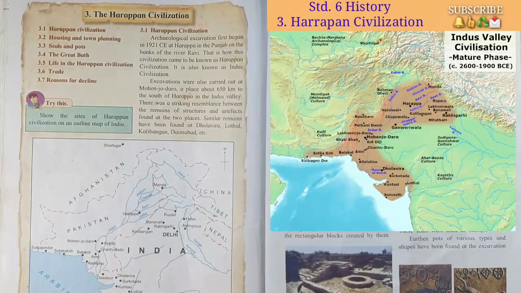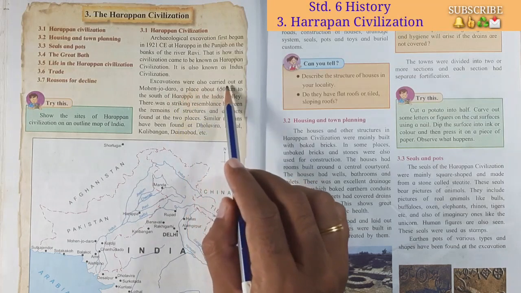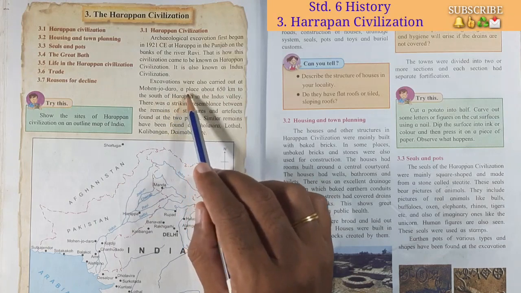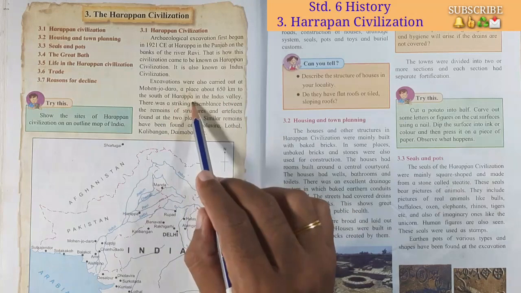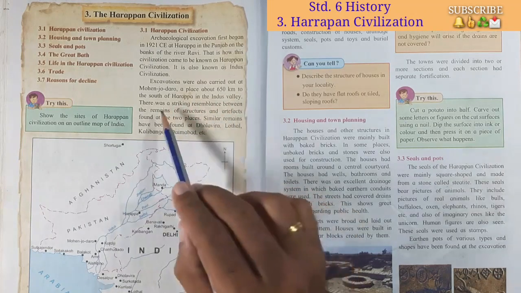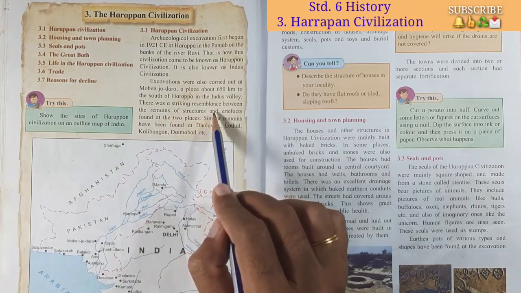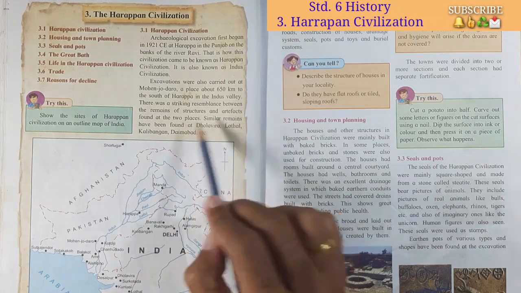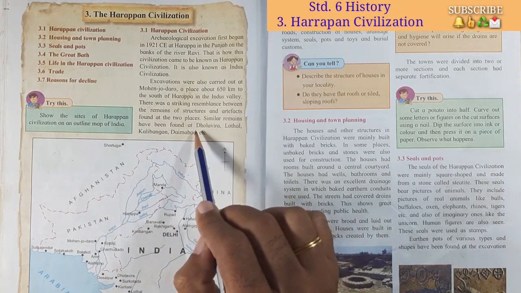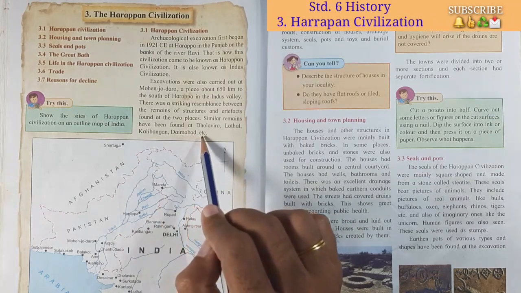Now I shall read the next paragraph and then explain it. Excavations were also carried out at Mohenjo-daro, a place about 650 kilometers to the south of Harappa in the Indus Valley. There was a striking resemblance between the remains of structures and artifacts found at the two places. Similarly, remains have been found at Dholavira, Lothal, Kalibanga, Daimabad, etc.